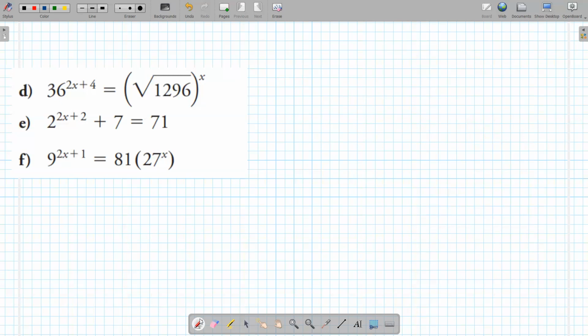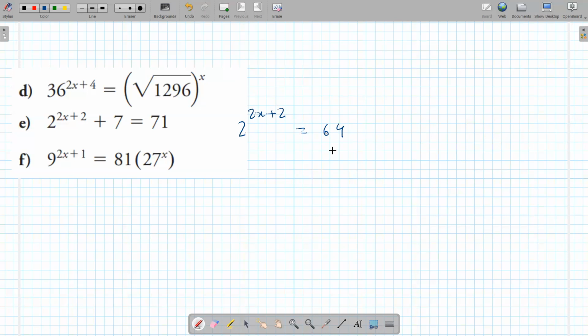The 7. What can we do with the 7? You subtract it. What's 71 minus 7? 64. So we have 2 to the 2x plus 2 is equal to 64. You could use logs here, but can you write 64 in terms of 2?